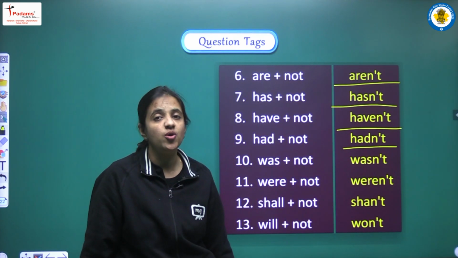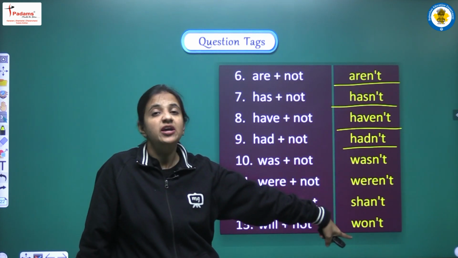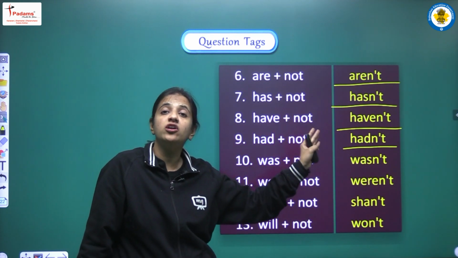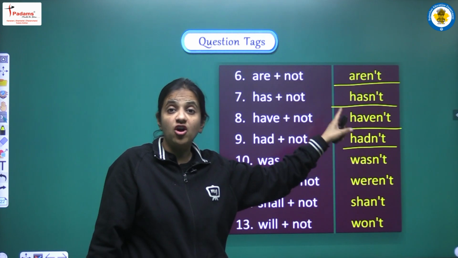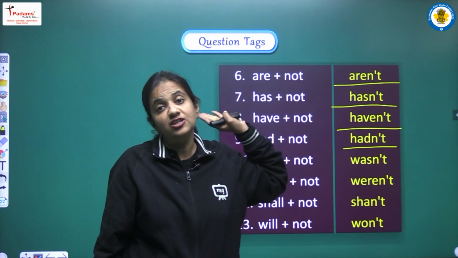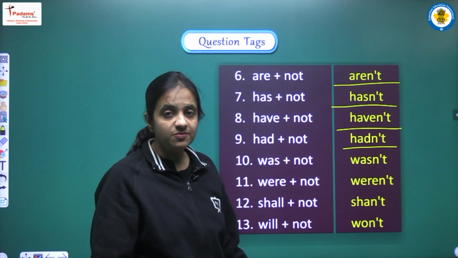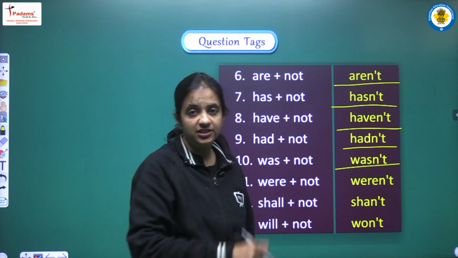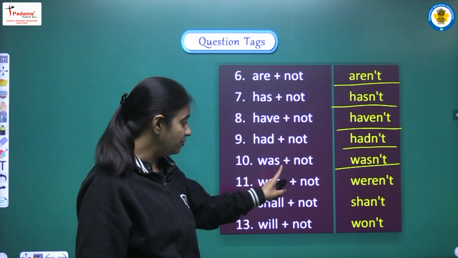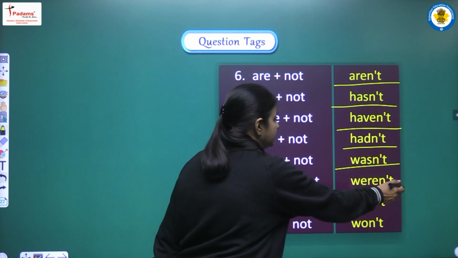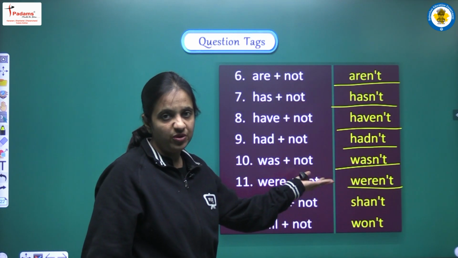So students, you have to write the same contracted form. You cannot write had not in this way. You have to write the contracted form only. You have to write the short form only. Next is was plus not. So was plus not, it will be wasn't. Right? Next is were plus not, it will be weren't. Similarly, we are having the same way, right?